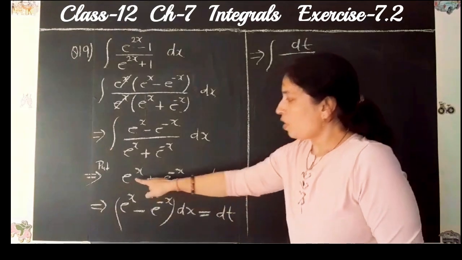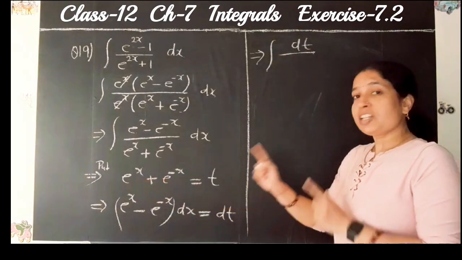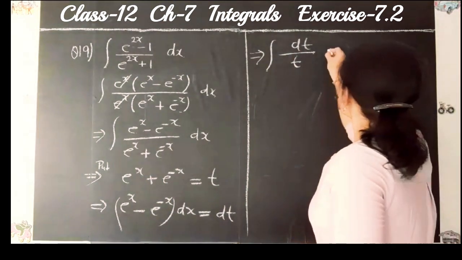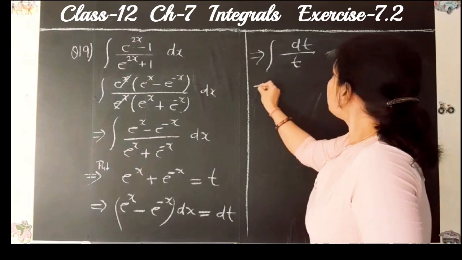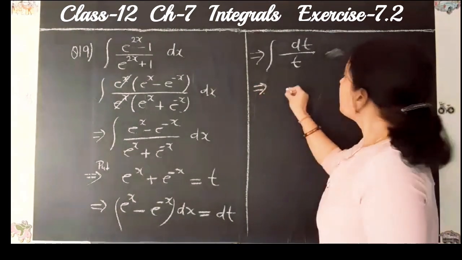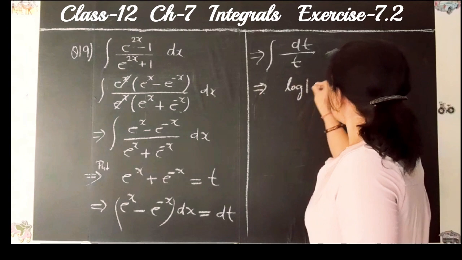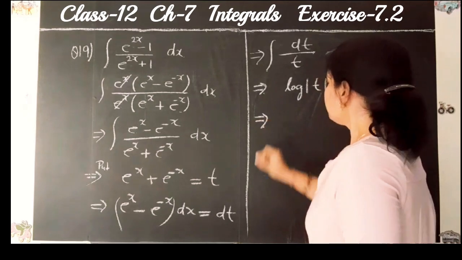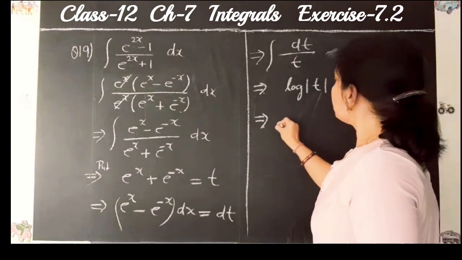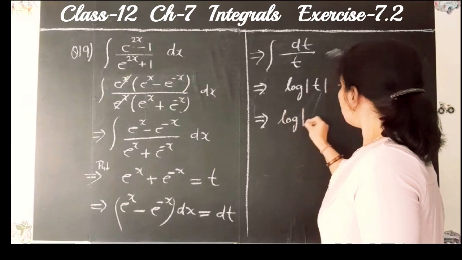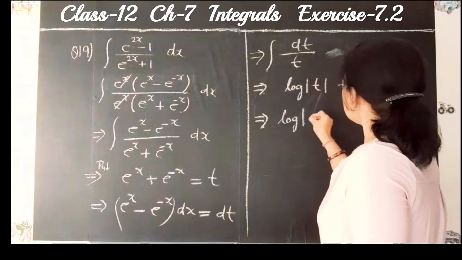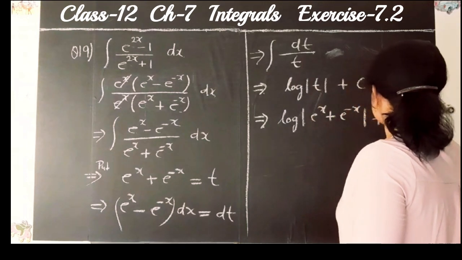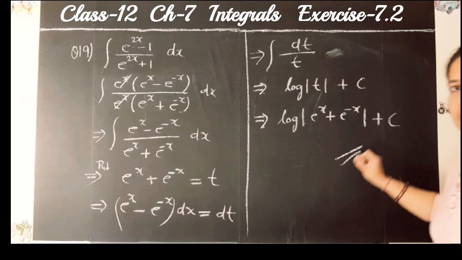And here e to the power x plus e to the power minus x is t. So write here t. Now this one is in standard form. So we can write here it will be log mod t plus a constant c. Now put the value of t. So it will be log mod of e to the power x plus e to the power minus x plus a constant c. So this is our answer.